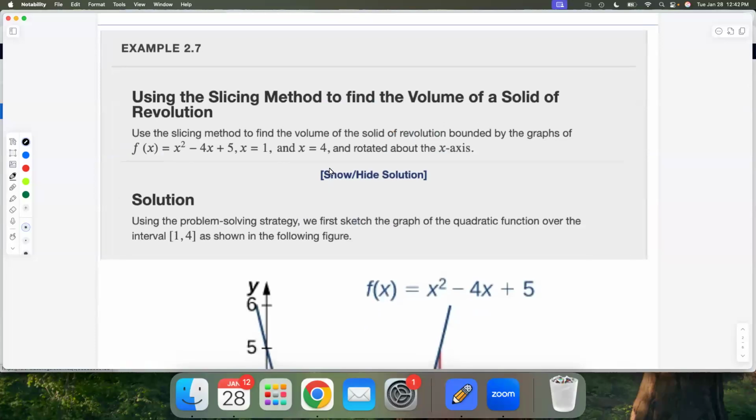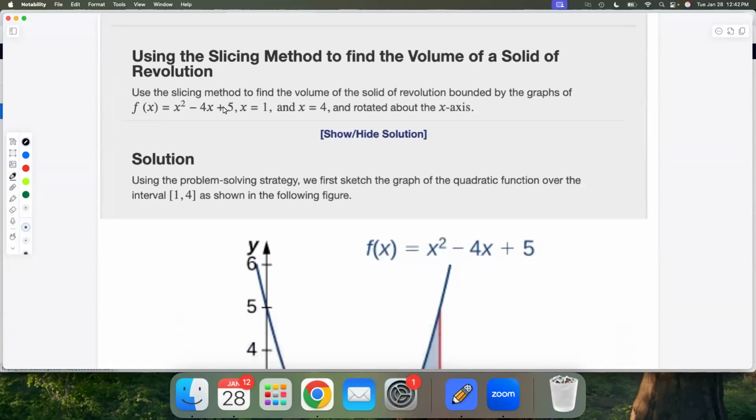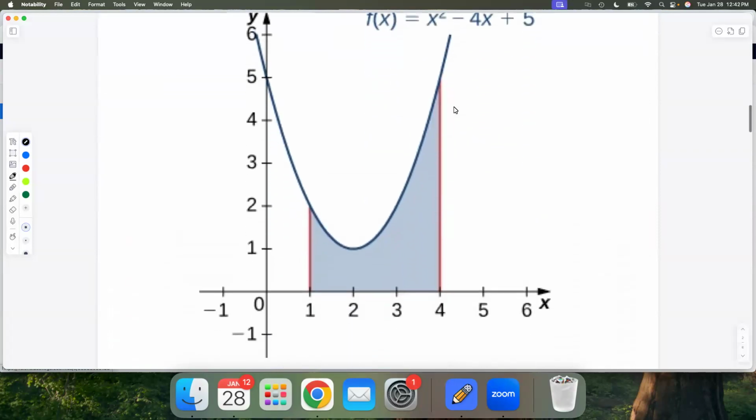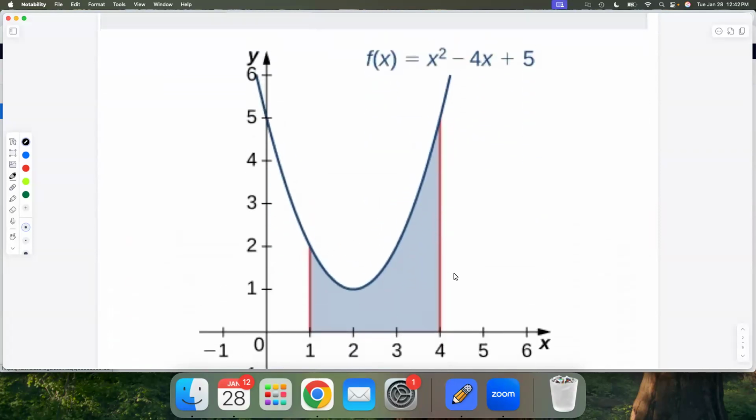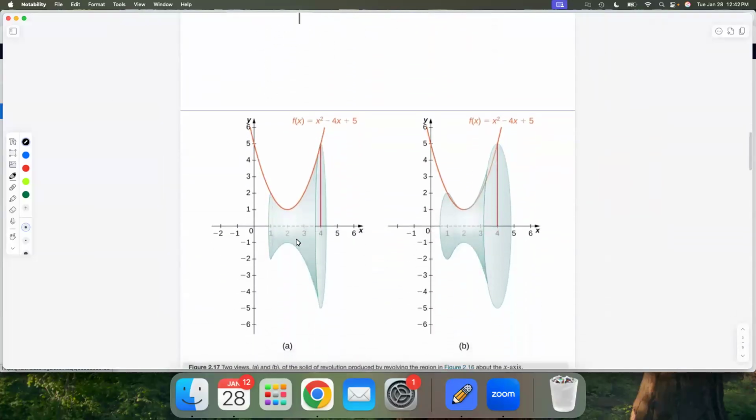Okay, so let's just take a look at what we're doing here. This is called the disk method, which I'll talk more about in a minute. So I've got some function. I've got some bounds from x equals 1 to x equals 4, and I'm going to take that and rotate it around the x-axis. So I only care about this region from 1 to 4, between the graph and the x-axis, and now we rotate that around the x-axis.